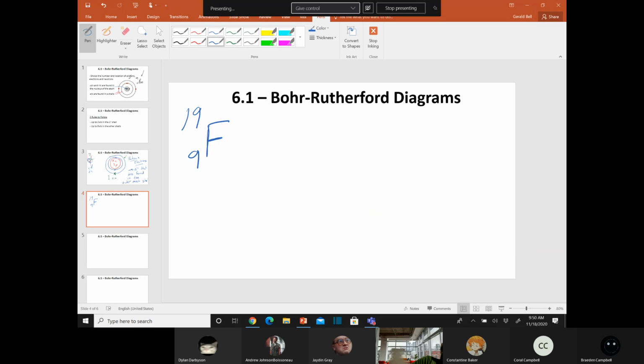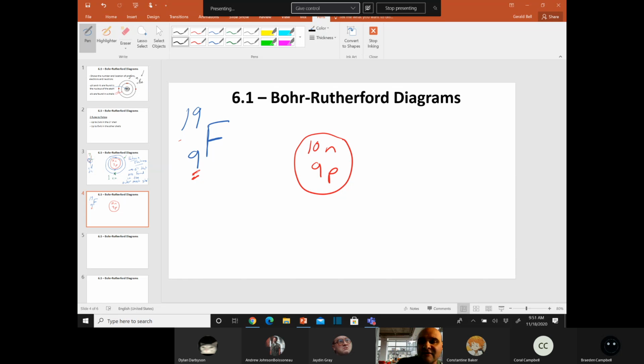Step 1, write the particles that are in the nucleus. Protons, neutrons. Protons. 19 minus 9 gives us 10 neutrons. By the way, once you've drawn this and you've drawn it properly, you probably never have to draw it again. You can always just look back at it and get the information you need. So we have 9 protons, which means we have 9 electrons to put in this one.